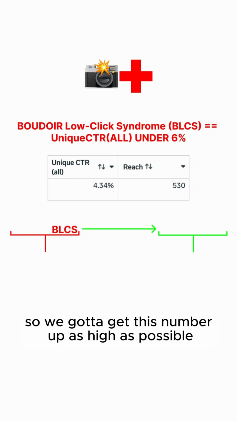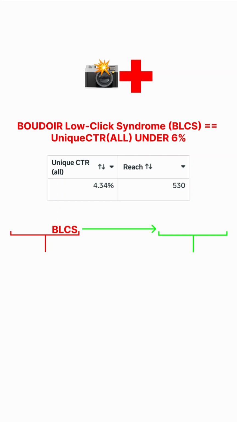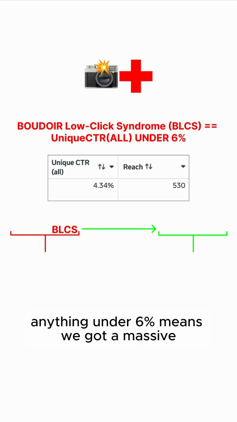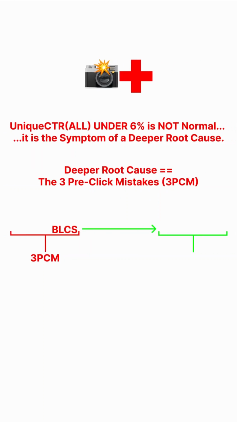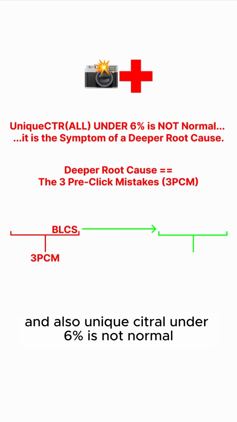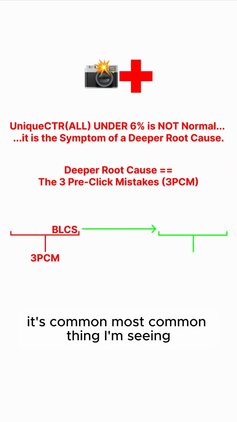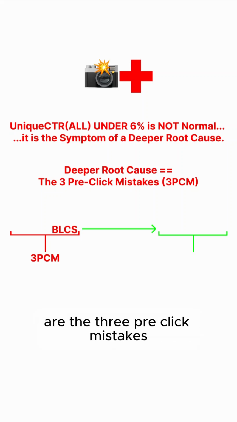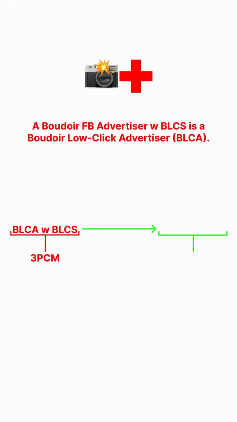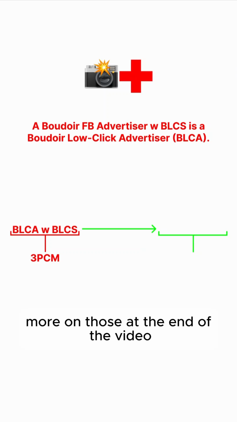So we got to get this number up as high as possible. That's the goal. Anything under 6% means we got a massive, massive, massive problem. Also, unique CTR under 6% is not normal. It's common, the most common thing I'm seeing, but it's a symptom of a deeper root cause. And the deeper root cause are the 3 pre-click mistakes. More on those at the end of the video.